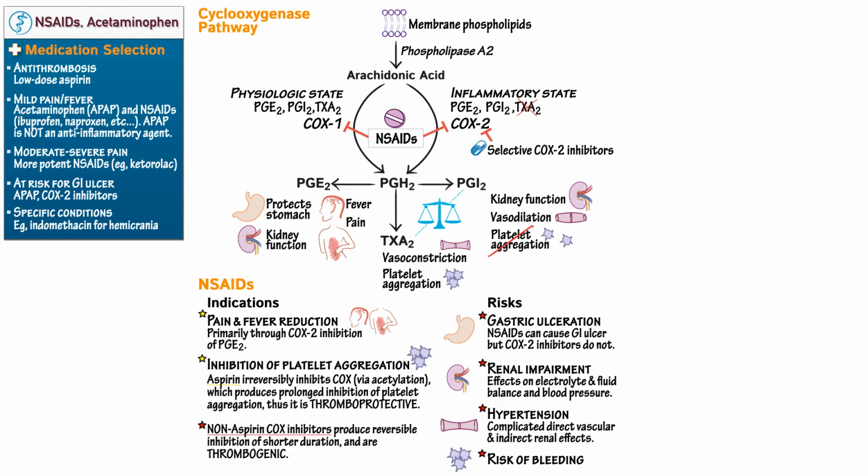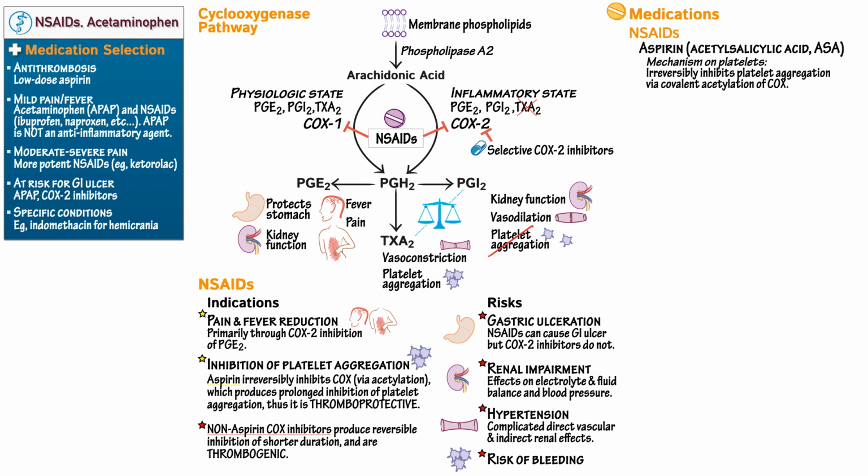Now let's run through some specific aspects of NSAIDs and acetaminophen. As mentioned, write that aspirin irreversibly inhibits platelet aggregation via covalent acetylation of cyclooxygenase, and therefore it provides protection against thrombotic events, such as cardiac events or cerebrovascular events. Write that it has some key additional potential side effects.